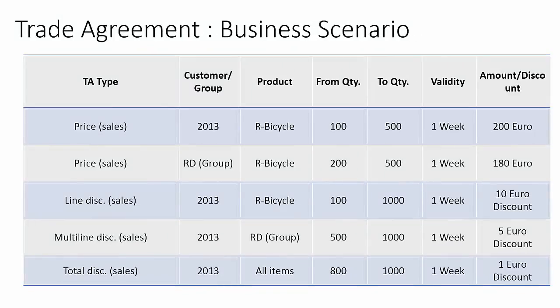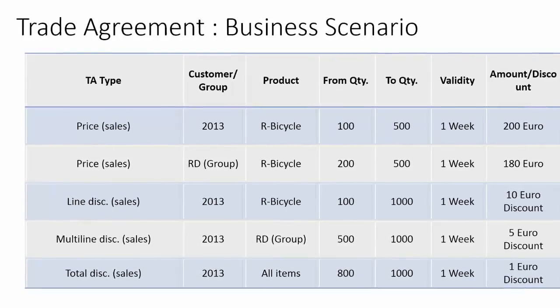First of all, we will create a trade agreement of sales price for customer 2013 from quantity 100 to 500, and validity for the same will be 1 week, and price will be €200.